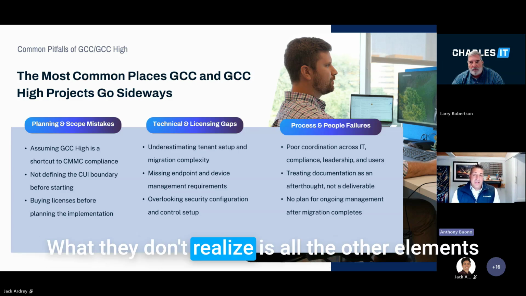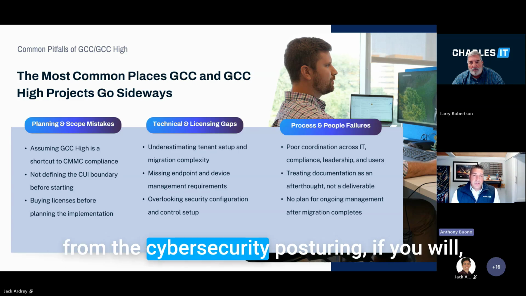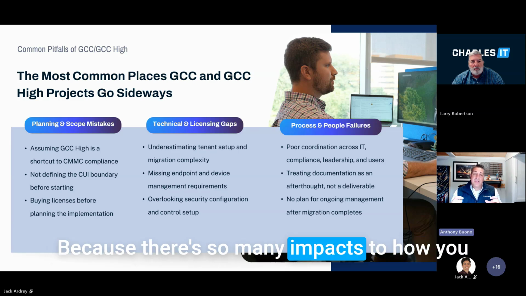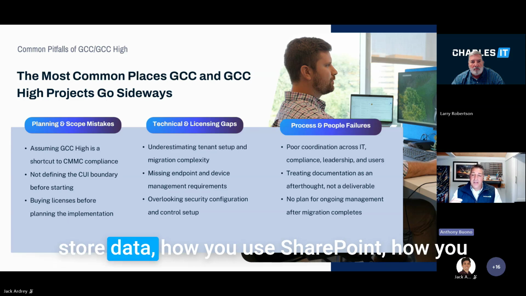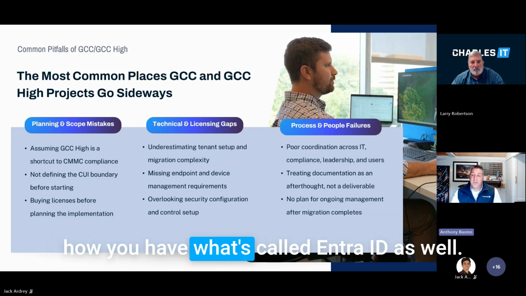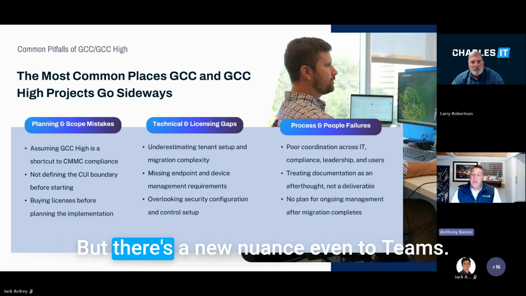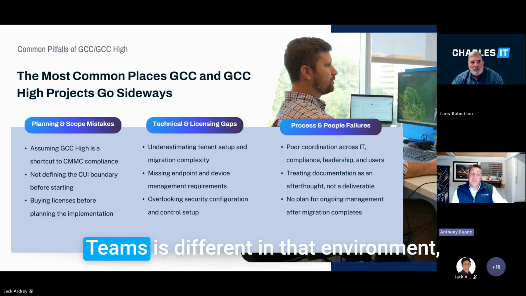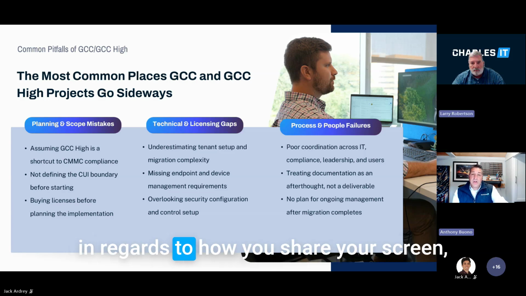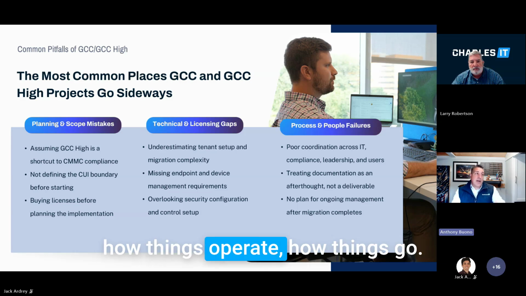What they don't realize is all the other elements from the cybersecurity posturing, if you will, that happen within that environment now, because there are so many impacts to how you store data, how you use SharePoint, how you use OneDrive, how you have Intune engaged, how you have what's called Entra ID as well. But there's a nuance even in Teams. Teams is different in that environment. So there's a different security architecture in regards to how you share your screen, how things operate, how things go.